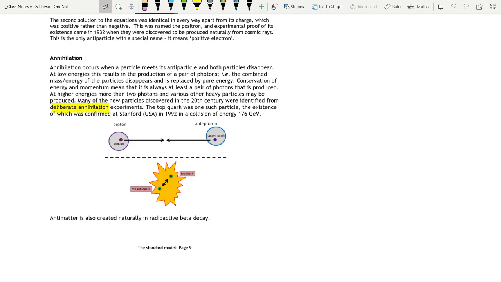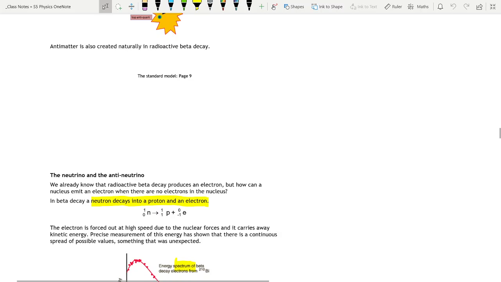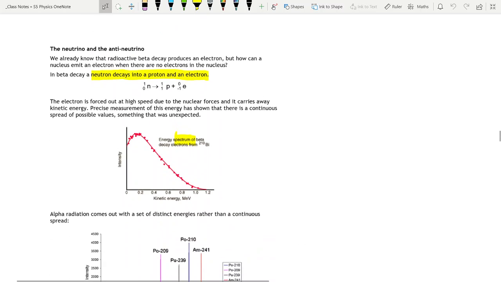Many of the new particles discovered in the 20th century were identified from deliberate annihilation. So in particle accelerators, firing antimatter, let's see what happens. Okay, and the top quark was one such particle that was discovered that way, in 1992. So we're getting closer and closer to current time. And antimatter is also created naturally in radioactive beta decay, which is what we're going to talk about now. So we're almost done with all the wordy parts, the history parts.